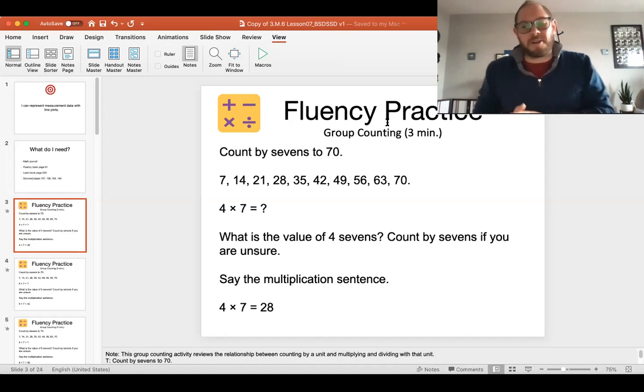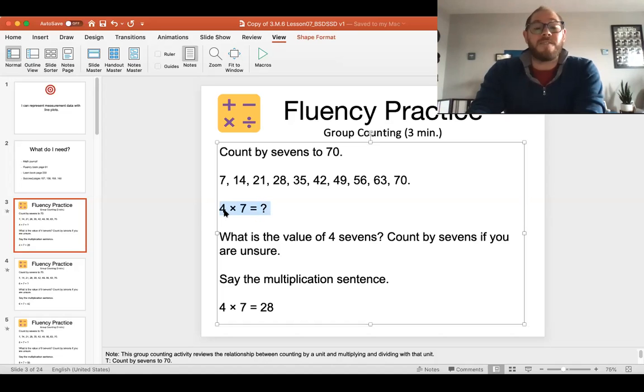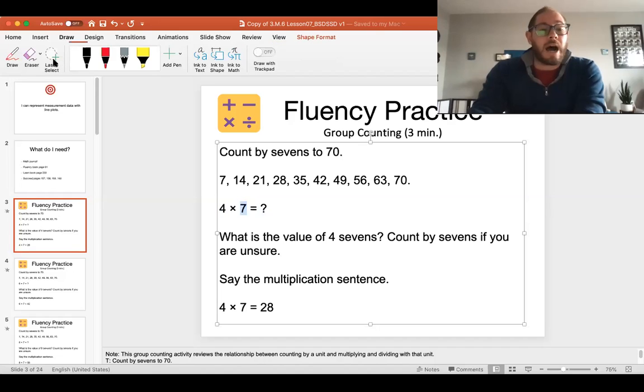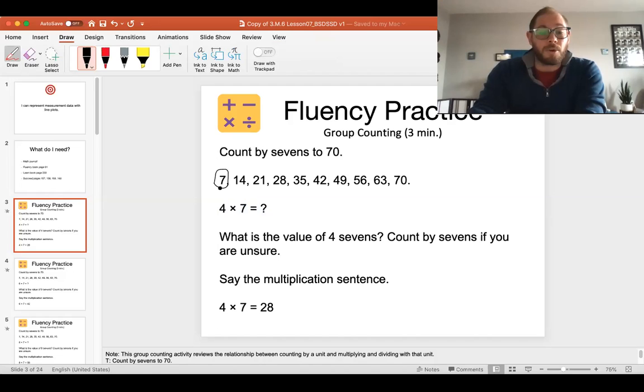Well done, grade threes. All right, our first question about our 7 times table is, what is 4 times 7? That's 4 groups of 7. If you need to, you can look at our skip counting. This is why we always write out our skip counting. And we count up 4 groups. So I'm going to draw here. We've got group 1, group 2, group 3, and group 4. 4 groups of 7 is 28.